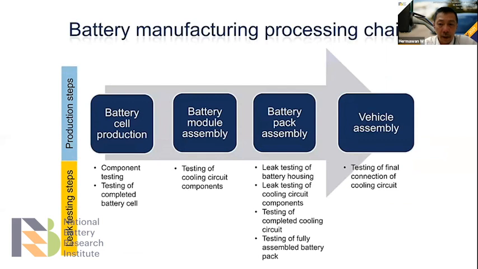This is the manufacturing process in our business, only in this area. We have the production step, and then we have the testing step here. But how about the battery pack? This is the lack of Indonesian testing. We need this, but as Mr. Nizam said, this needs somebody to invest.